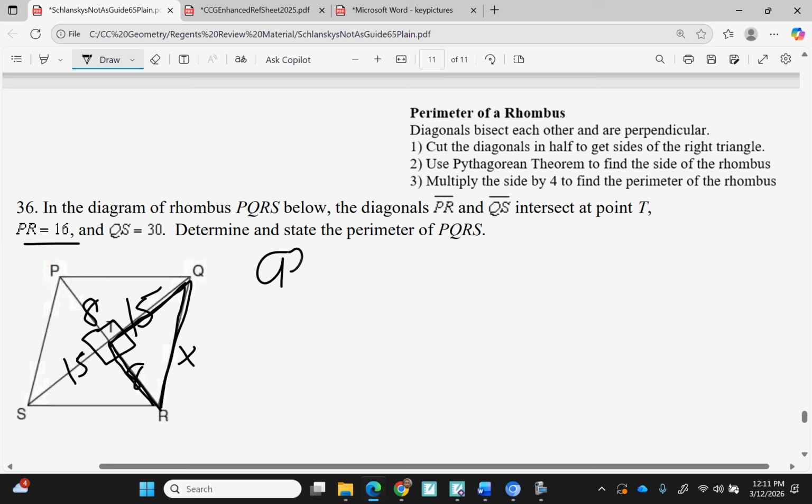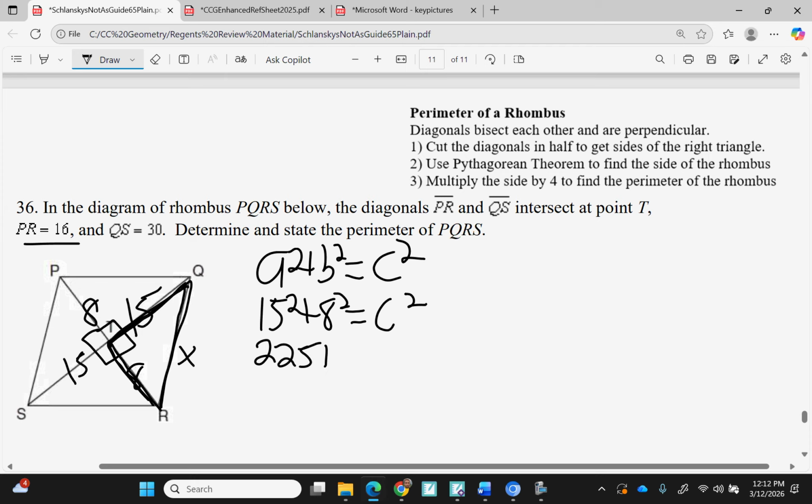I want to find the third, so I do Pythagorean theorem. A and B are the legs, 15 and 8. So it's 15 squared plus 8 squared equals C squared. Use the calculator if you need to. 15 squared is 225. 8 squared is 64.